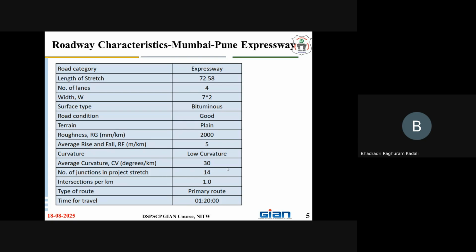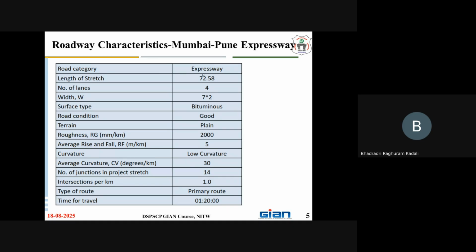We are going to discuss how the length of the stretch is estimated, corresponding to the total estimated cost of the toll. If you see, the category of the road comes under the expressway. There is also a type of route, which is defined with respect to the category of the road, like primary, secondary and tertiary roads. The primary includes the national highways and the expressways generally, and the secondary includes the state highways and the major district roads generally.